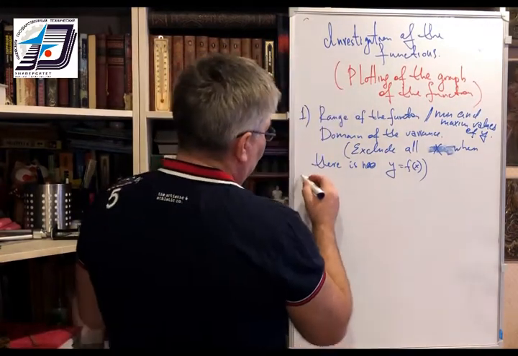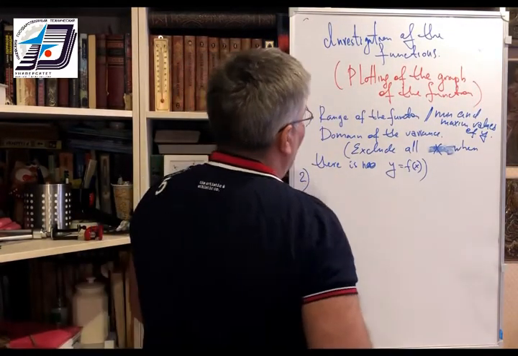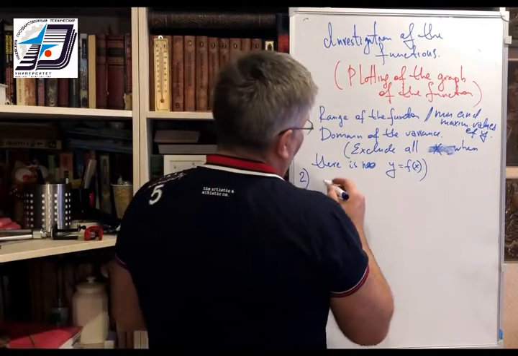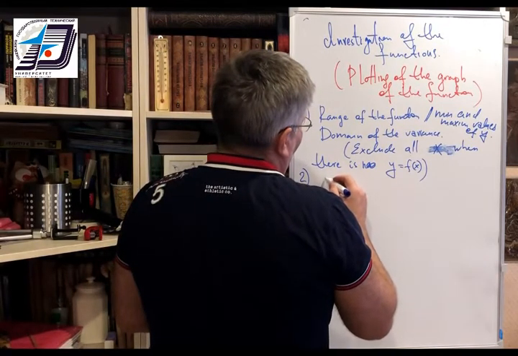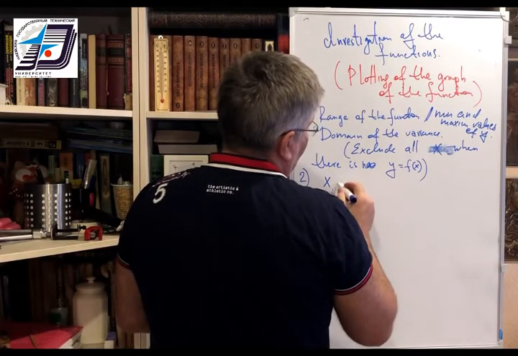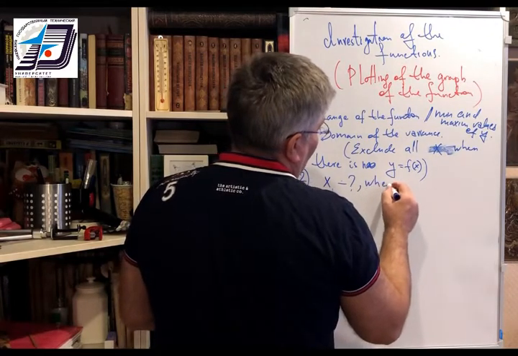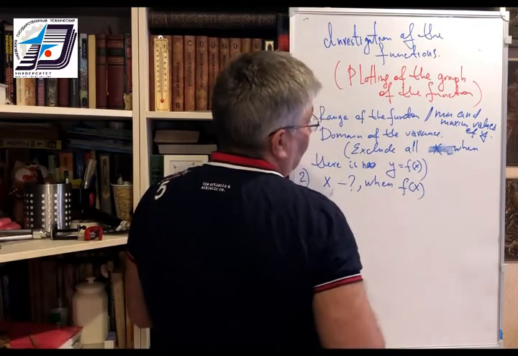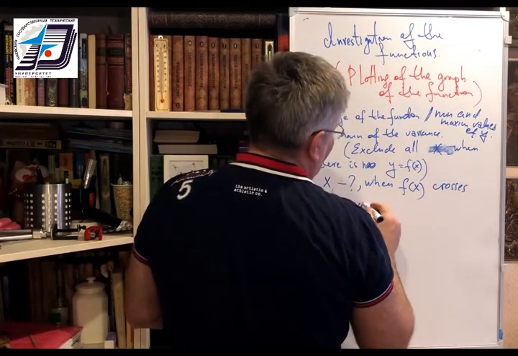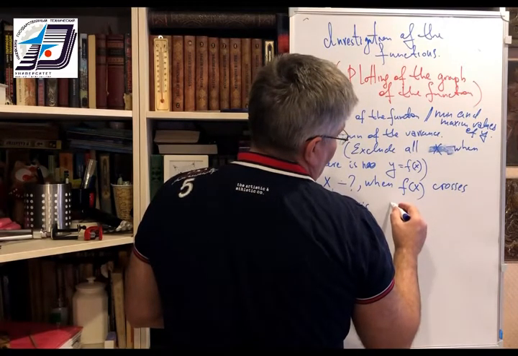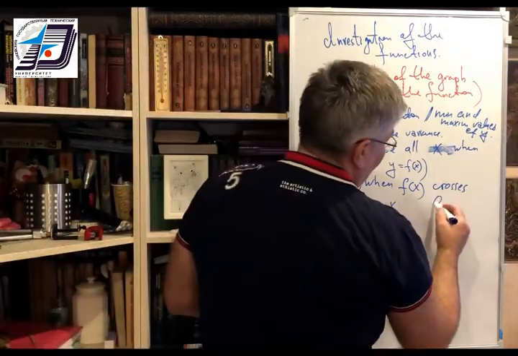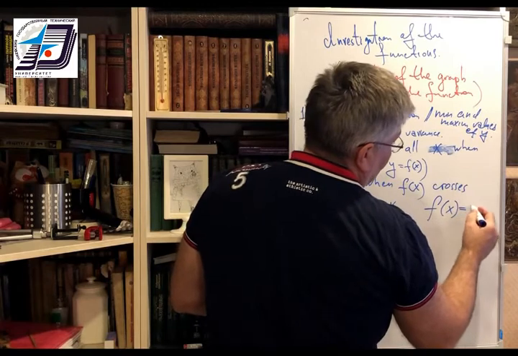The second one here. We have to define points, x's, when f of x crosses axis x. It means that we have to define the roots of the equation f of x equals 0.